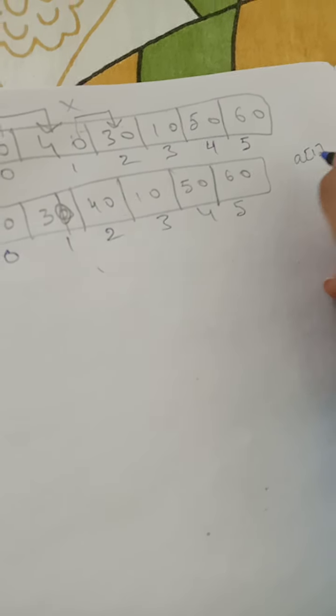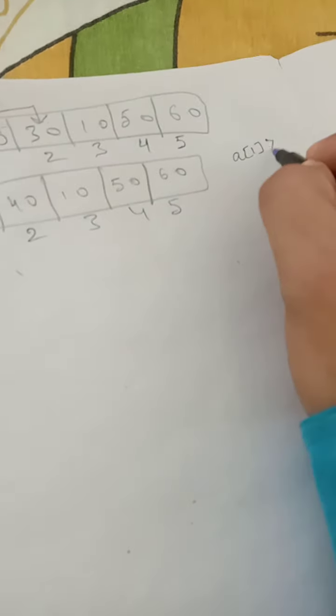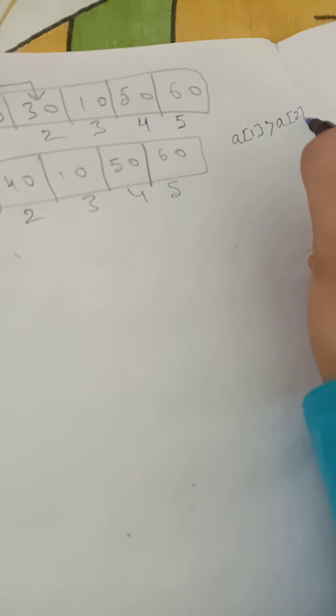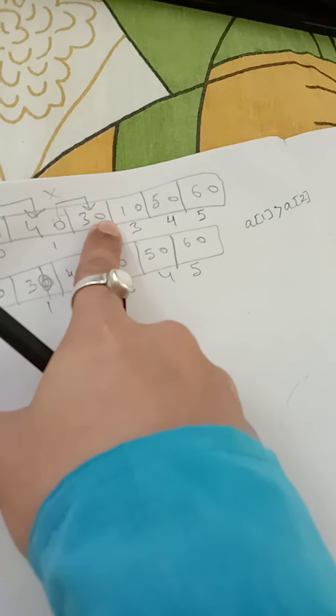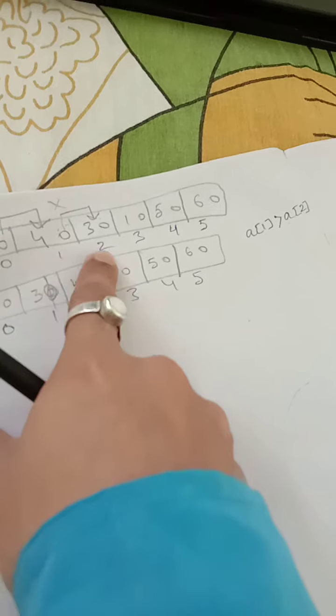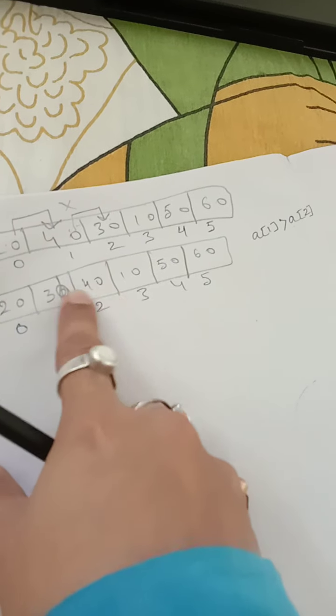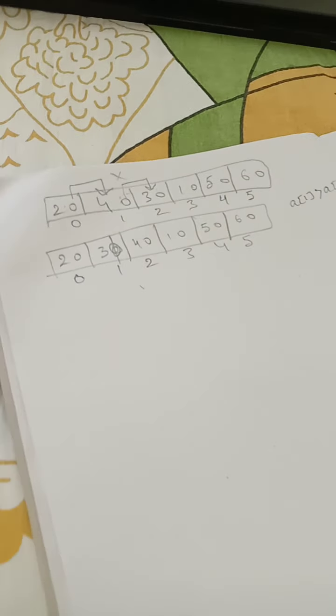Since on comparing the value of A of 1, we get that A of 1 is greater than A of 2, right? That means 30 is lesser than 40 and 40 is greater than 30. That means A of 1 is greater than A of 2. That's why swapping takes place.